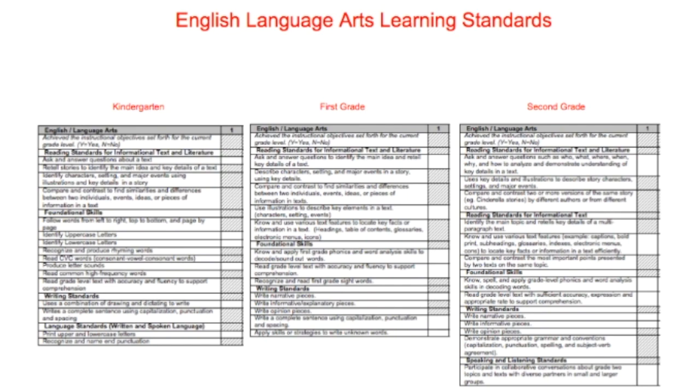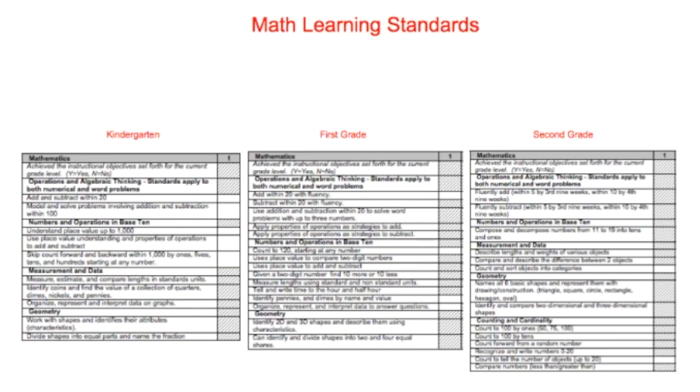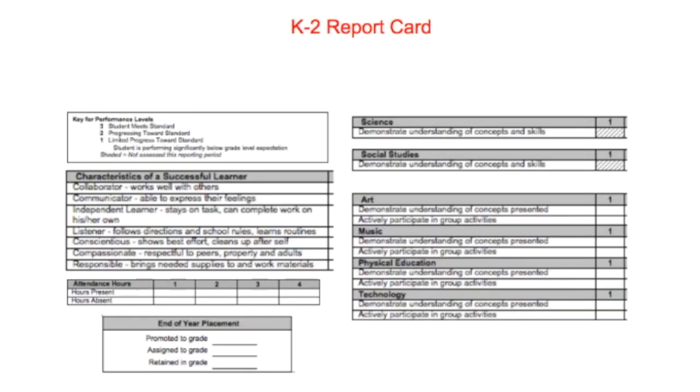On the next two slides, you can see a comparison of the K, 1, 2 report card standards for language arts and math. As you look from left to right, you can notice the progression of standards and how they change and develop as your child grows. On this K-2 report card slide, you will see that all grades K-2 will look the same for science, social studies, fine arts, and successful learner characteristics.